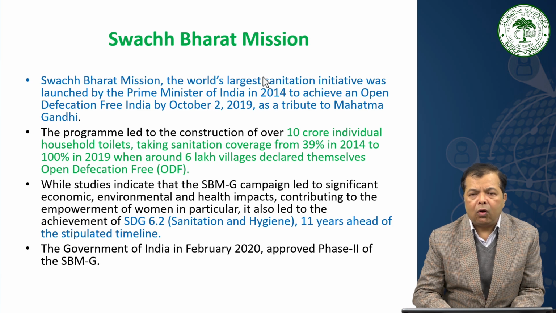And as we all know, the 2nd of October is celebrated as Gandhi Jayanti. So that kind of understanding was there. The target was fixed to be achieved by October 2, 2019 as a tribute to Mahatma Gandhi. Now, how is Gandhi basically related to this sanitation program?